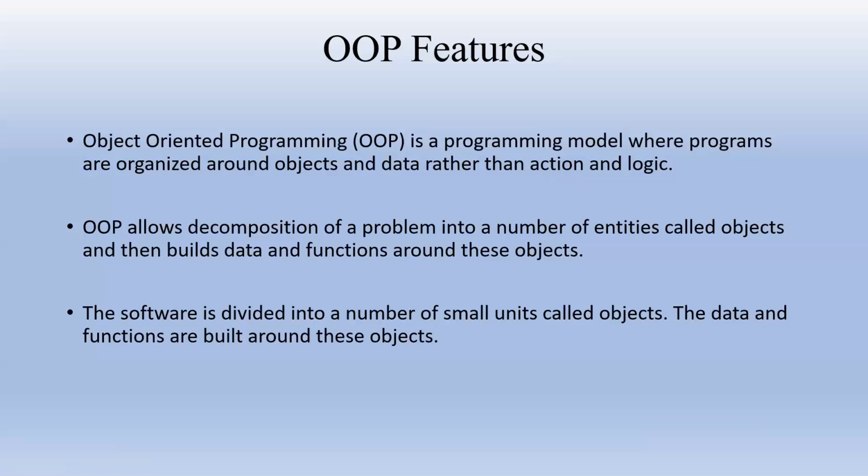The next point is that the software is divided into a number of small units called objects. The data and functions are built around those objects. As mentioned already, everything inside the class is an object. A class can have a number of properties or methods, and we are storing some data in those properties. Basically, whatever logic or data we are storing, all those things revolve around the objects.